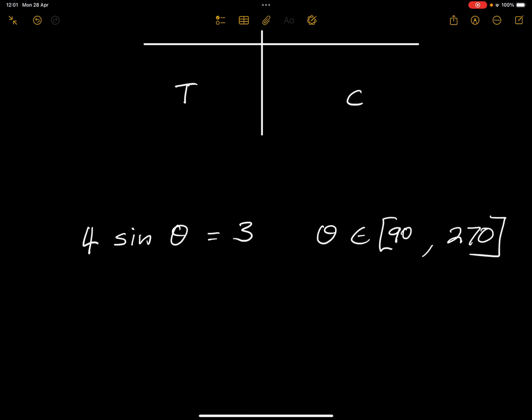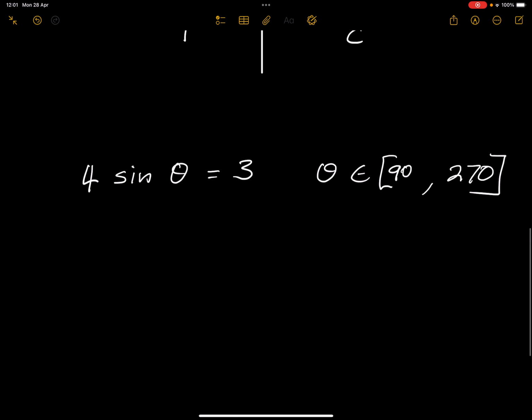So the first thing that we always do is to isolate our trig ratio. So I'm going to divide both sides by 4 over there, so that the trig ratio is left on its own. Now note, I've got sine of theta is equal to 3 over 4. Now, firstly, I need to ask myself the following question.